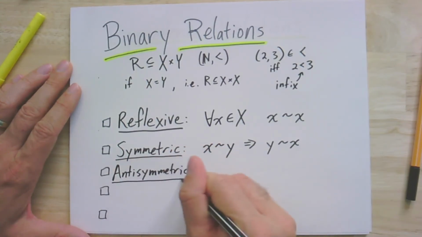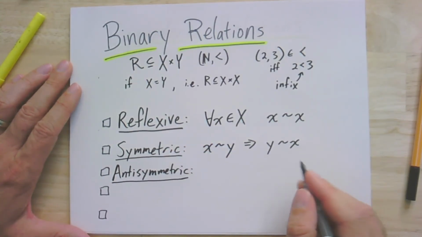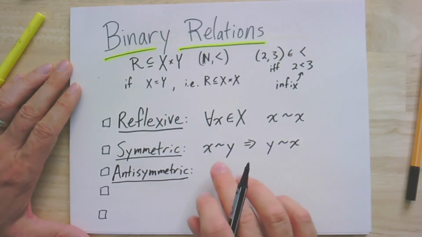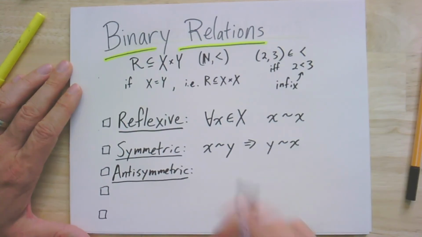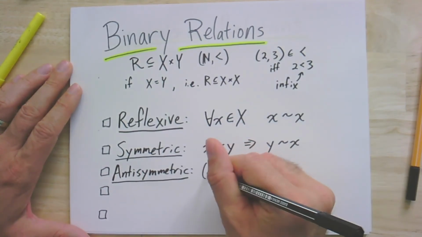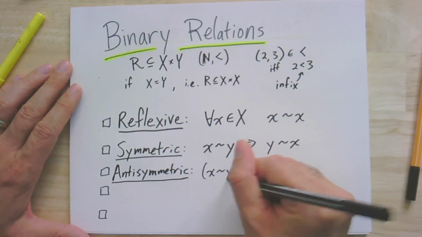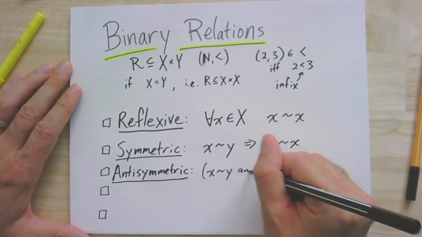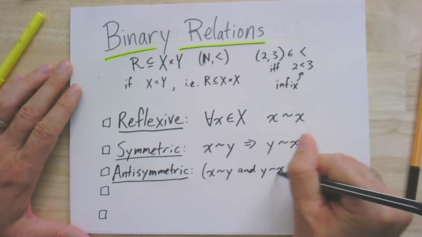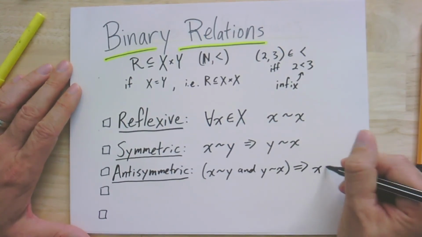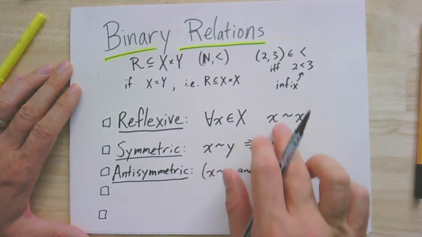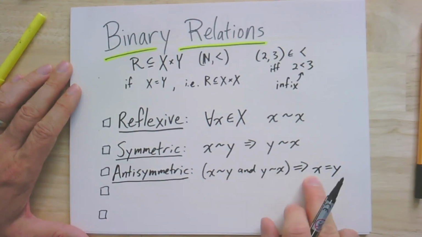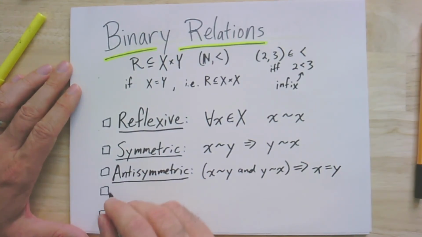And this one you have to be a little bit careful about how you define it. You might hope that it just means that this implies, say, not this. And that's not quite it. I'm going to write it like this. It's going to say that if x is related to y and y is also related to x, that can only happen if x and y are the same. This is going to allow us to have relations which are both reflexive and antisymmetric.